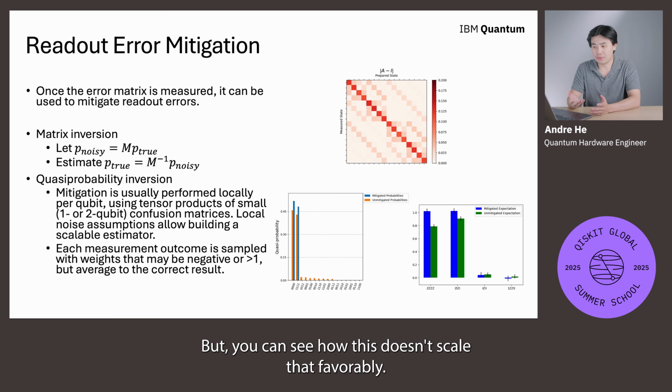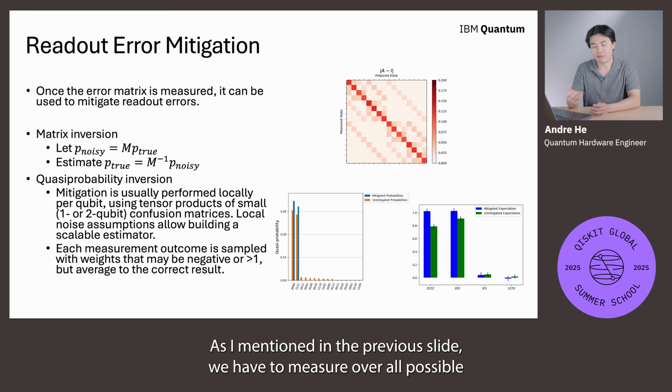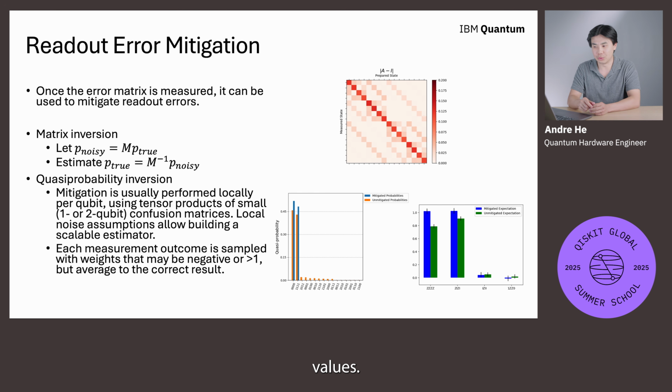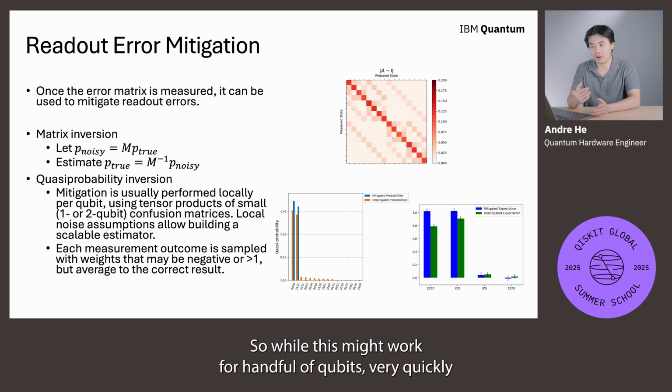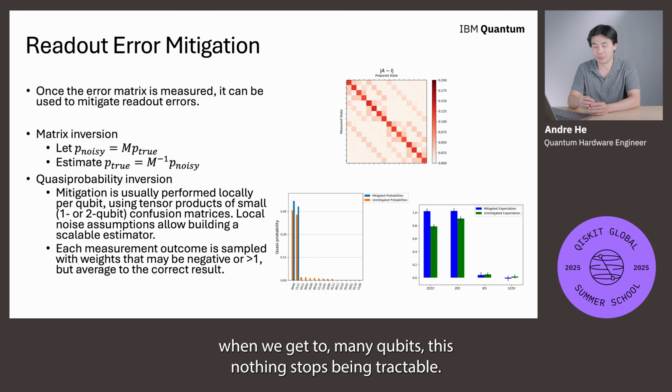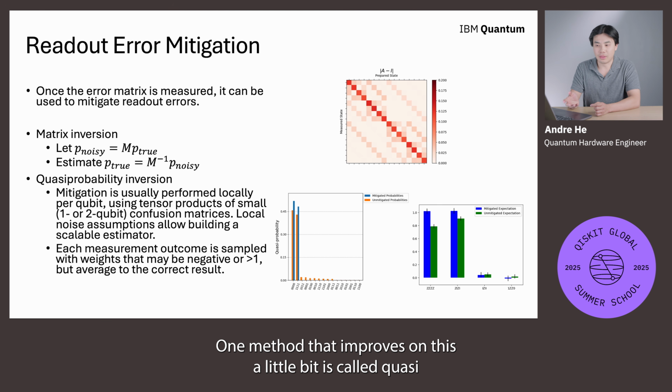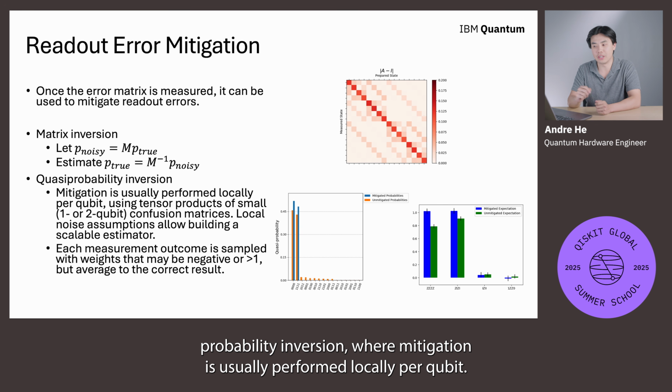But you can see how this doesn't scale that favorably. As I mentioned in the previous slide, we have to measure over all possible bit string values for this n-qubit system, and that scales exponentially. So while this might work for a handful of qubits, very quickly when we get to many qubits, this method stops being tractable.